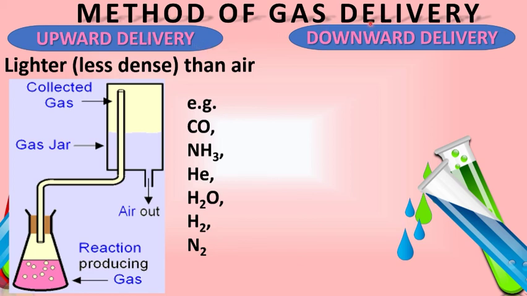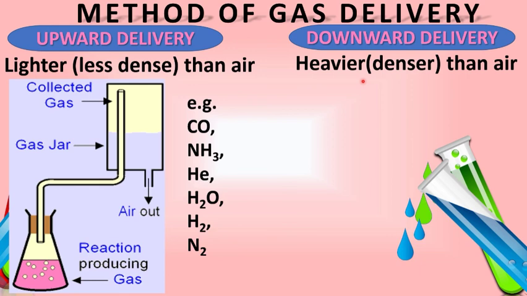The other method we talked about is the method known as downward delivery. In this method, gases that are heavier than air, that means they are denser than air, are collected via this method. This method is also called upward displacement of air, and we'll see why that is so in this diagram below.